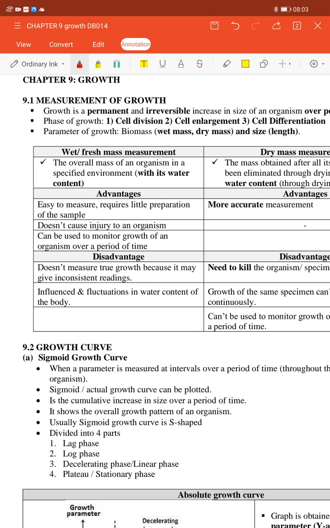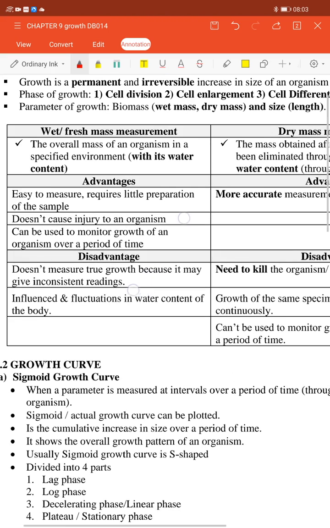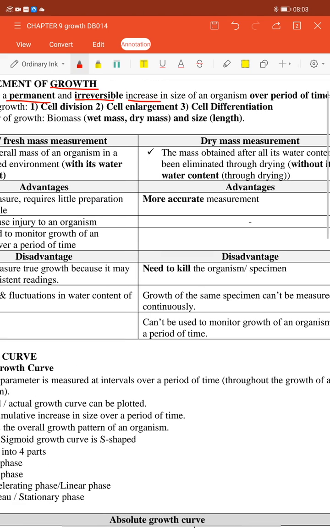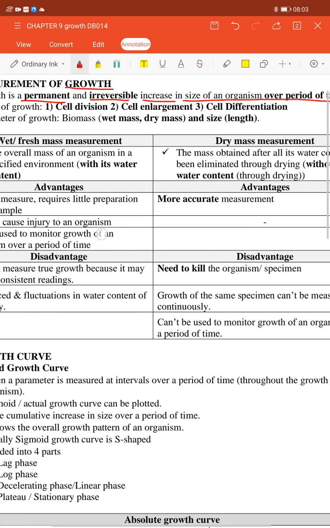Okay, good day everyone. In this video, I am going to explain chapter 9, Growth, DB014, based on compressed notes. Okay, so the first thing that you have to know is the measurement of growth. But before that, you have to know also the definition of growth itself. So what is it? It's a permanent and irreversible increase in size of an organism over a period of time.